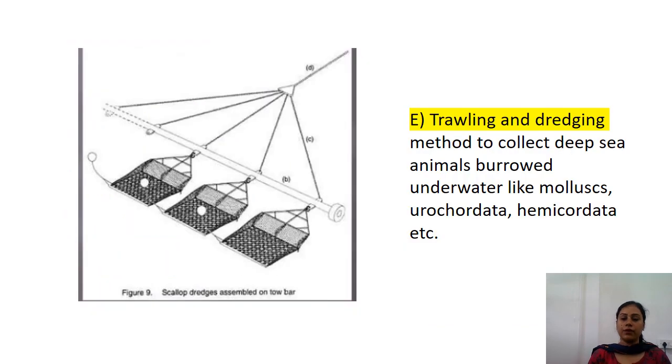The fifth collecting equipment is trawling and dredging. This method is used to collect deep sea animals which burrow underwater, like mollusks, Urochordata, Hemichordata, etc.